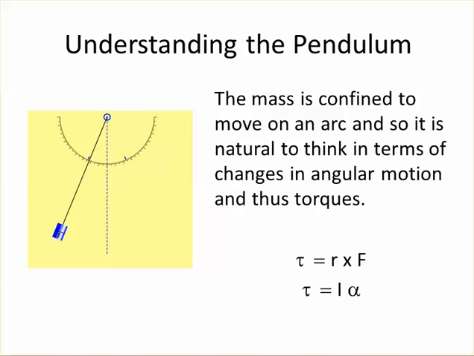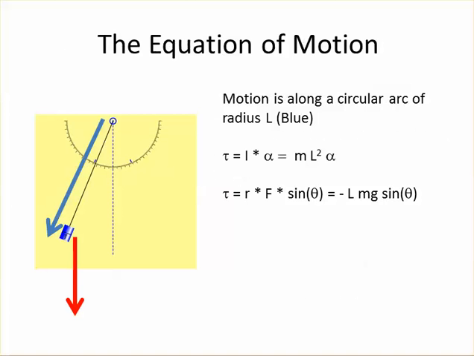Since the mass is confined to move on an arc, it's natural to think in terms of the causes of changes of angular motion. These are called torques. The first of these expressions is simply the cross product of a position vector and a force vector. This is simply how far from the center of motion and the perpendicular force is applied. The second is the moment of inertia times an angular acceleration.